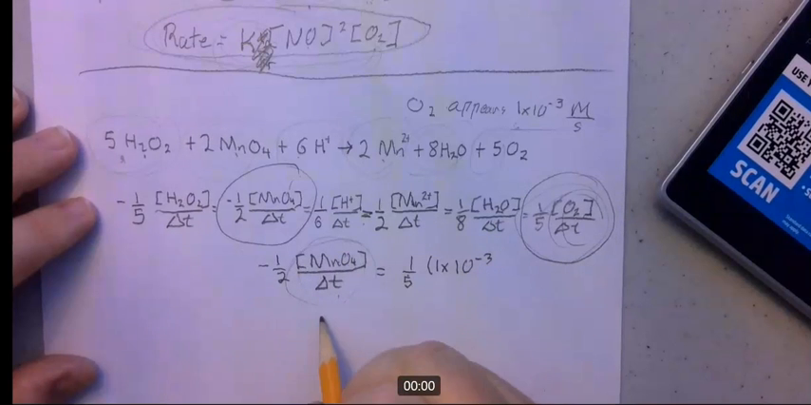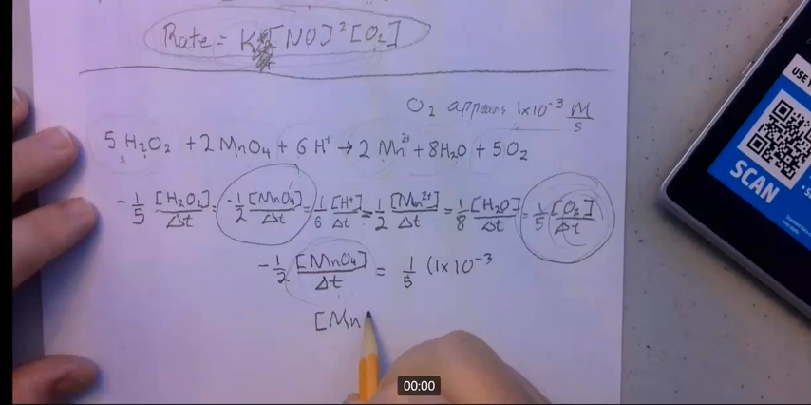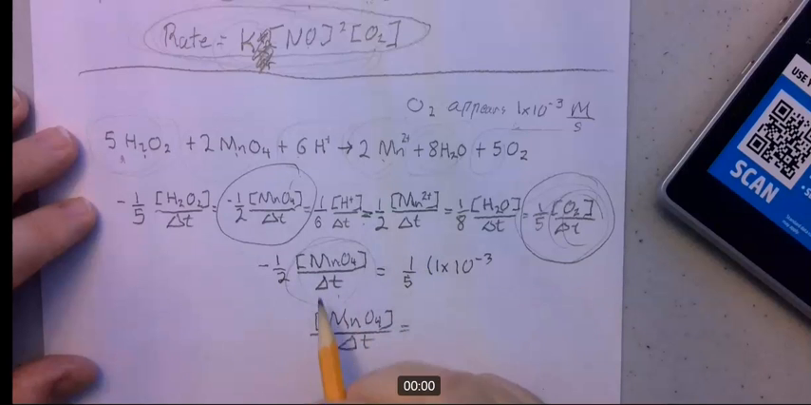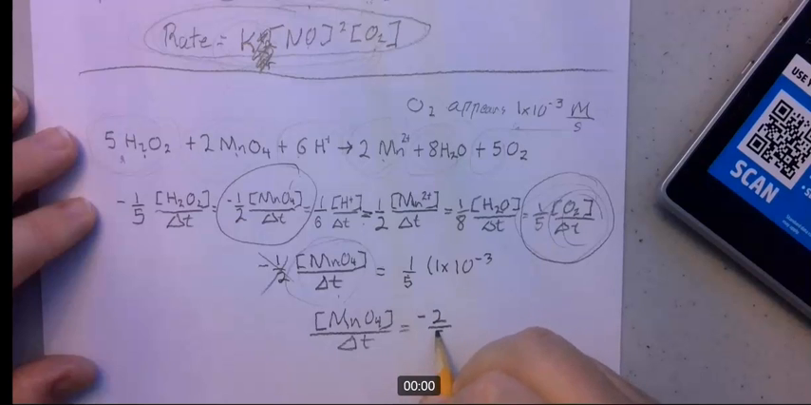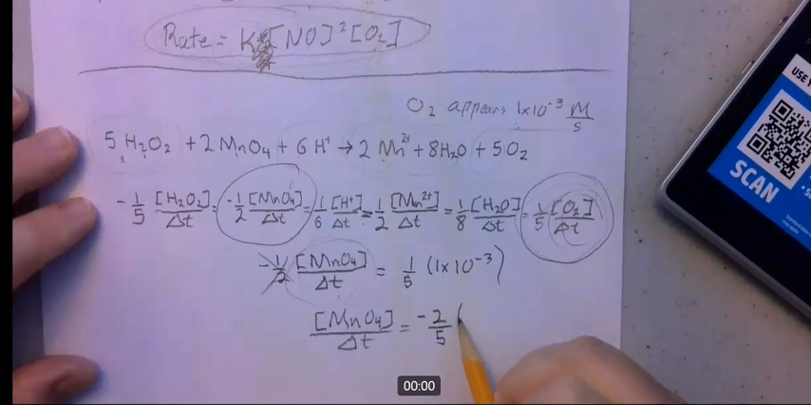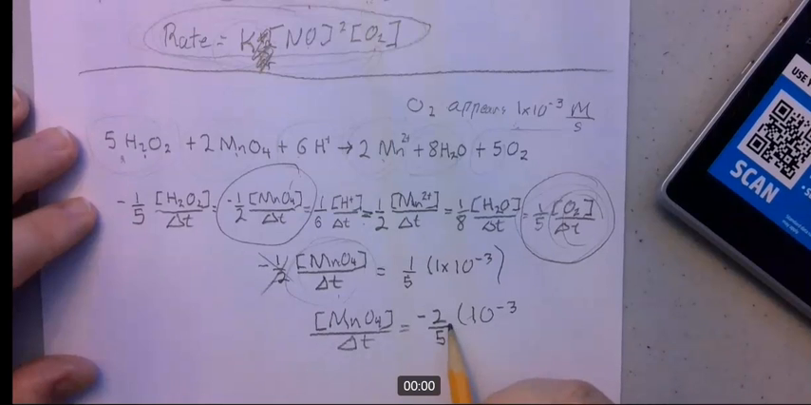And so that means the rate of disappearance of this is going to equal, multiply both sides by -2, so this goes away. So this becomes over on the right side -2/5. The 2 goes up over there. And 10 to the -3. And that becomes -0.4. 2/5 is 0.4 in decimal form. 10 to the -3, you adjust the decimal and you get -4 times 10 to the -4.